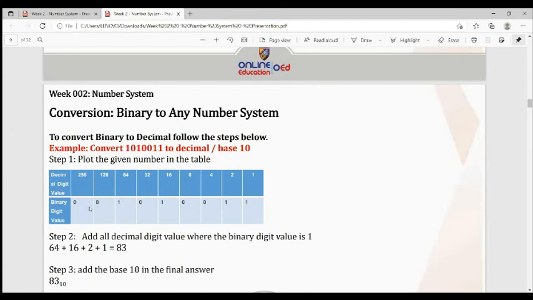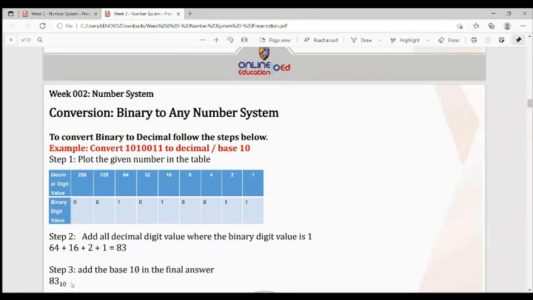So, ngayon, ang gagawin nyo, kunin nyo lahat ng may value ng 1. So, ano ba yung mga may value ng 1? Meron tayong 1, 2, 16, and 64. So, after getting that one, you have to add the values. So just add 64 plus 16 plus 2 plus 1 to make it 83. So the answer is 83 base of 10. So therefore, 10100011 is equal to 83 base of 10.